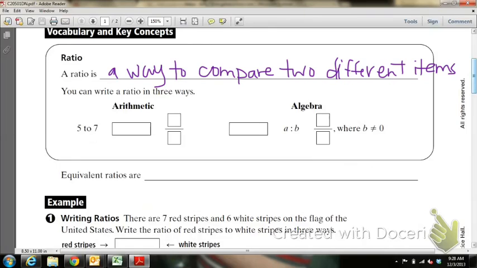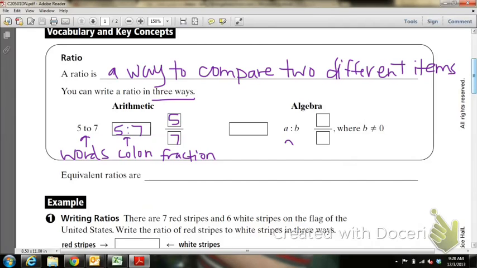So we're gonna write ratios in three ways. One, you'll write it with words: 5 to 7. One, you're gonna write it with a colon: 5 dot dot 7, that's a colon. And one, you're gonna write it as a fraction: 5 over 7.